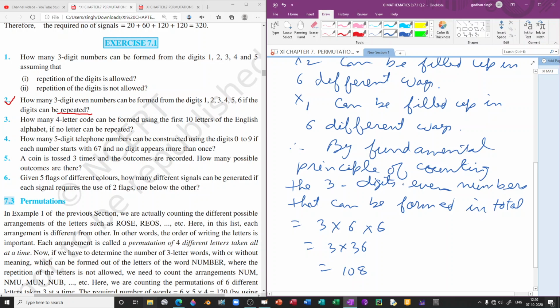So this is the answer, and this holds only when digits are allowed to be repeated. By the fundamental principle of counting, the 3-digit even numbers that can be formed in total are 108, when digits are allowed to be repeated.